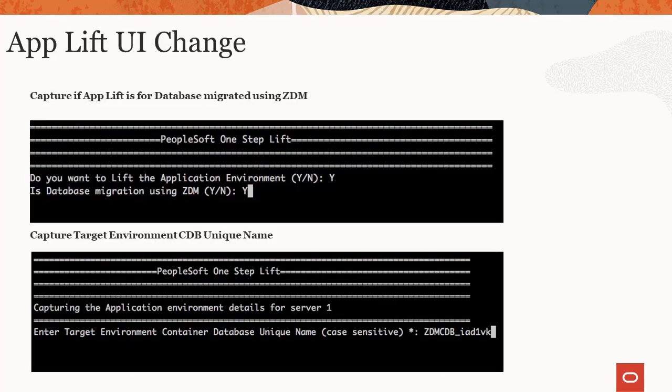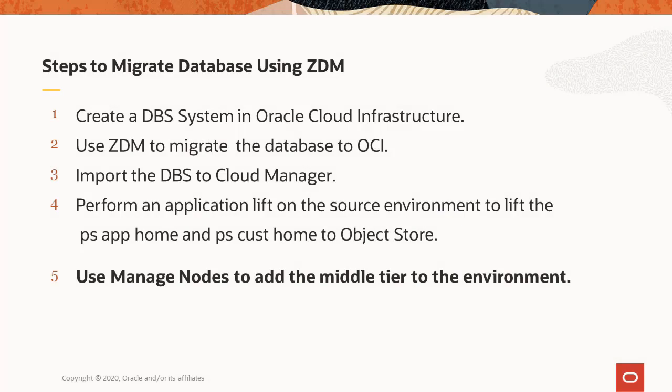When you perform the application lift, select Y for database migration using ZDM. You will then be prompted to enter the database unique name. The application lift will create the application DPK and upload it to object storage. The last step is to add the middle tier node to the environment.